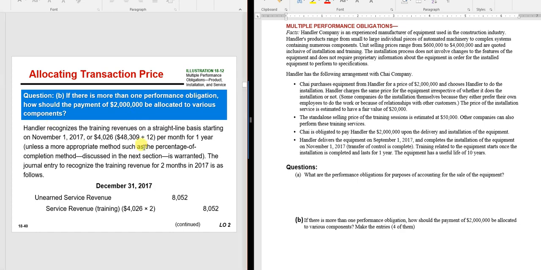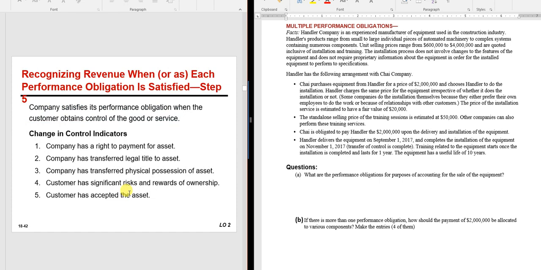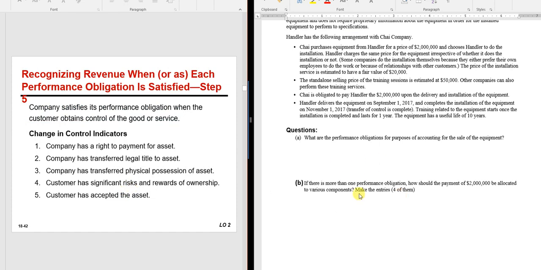So 48,309 divided by 12 months times 2 is 8,052. And then the next year I'd recognize the rest of the unearned revenue. So I did the other 10 months in 2018. There we go.